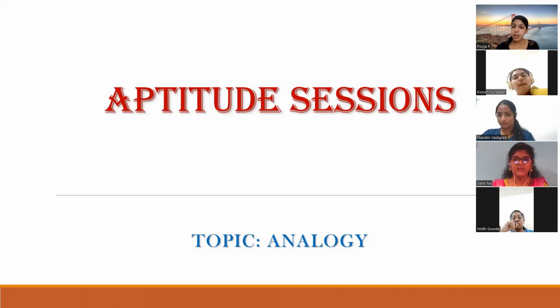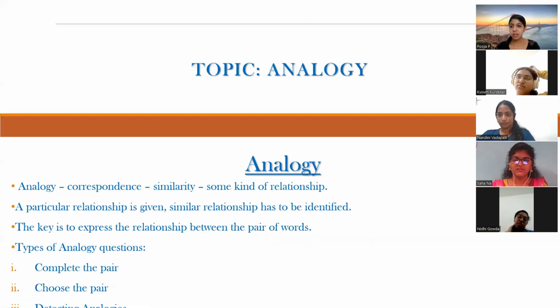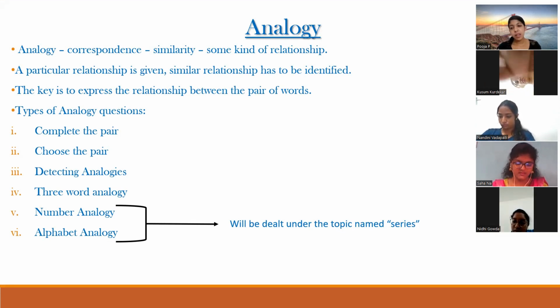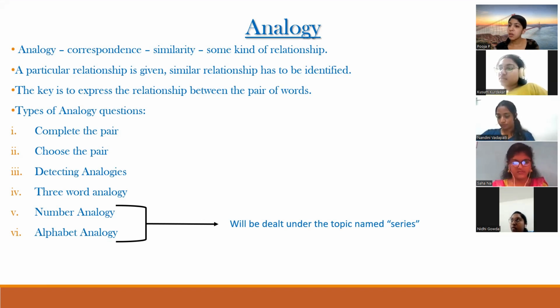Our topic for today is analogy, and we are directly moving on to it. It's still a pretty easy topic, I can say. So what exactly is analogy? It is nothing but correspondence or similarity or some kind of relationship. Do not mistake similarity to always be synonyms. It could be a word and its antonym. So similarity here is nothing but the kind of relationship that exists between the given pair of words. Or sometimes not just a pair, it could be three words or so on.